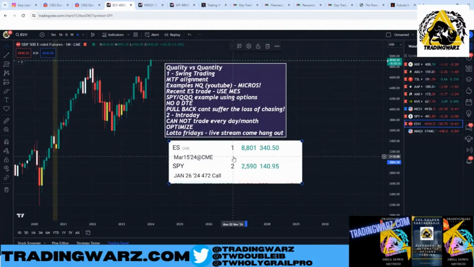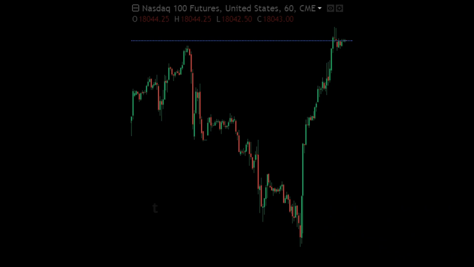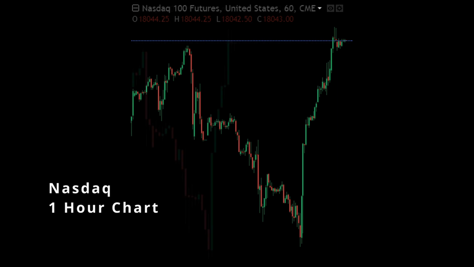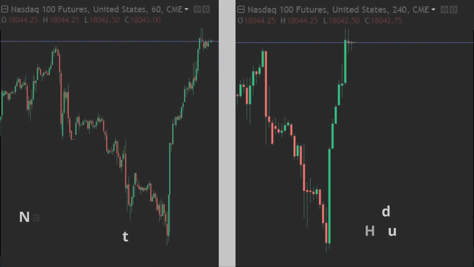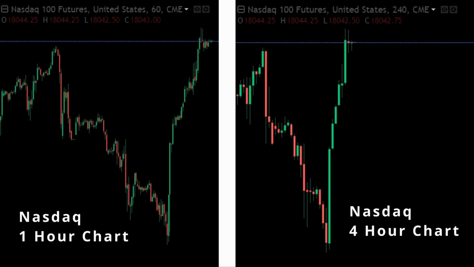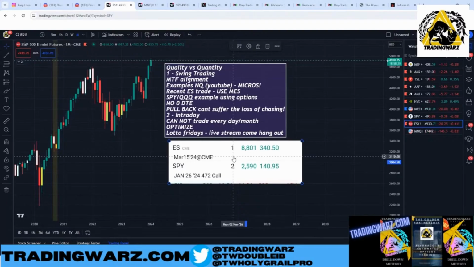So to succeed with small accounts, you need multiple time frame alignment. That's very clear to me. You need to have all of the time frames line up such that if you hit this trade, you're going to be breaking out on all the time frames together. And that's the way you can make the most money. So I'm going to show you an example right now with NQ, and I'm going to talk to you guys about micros, which is very important.